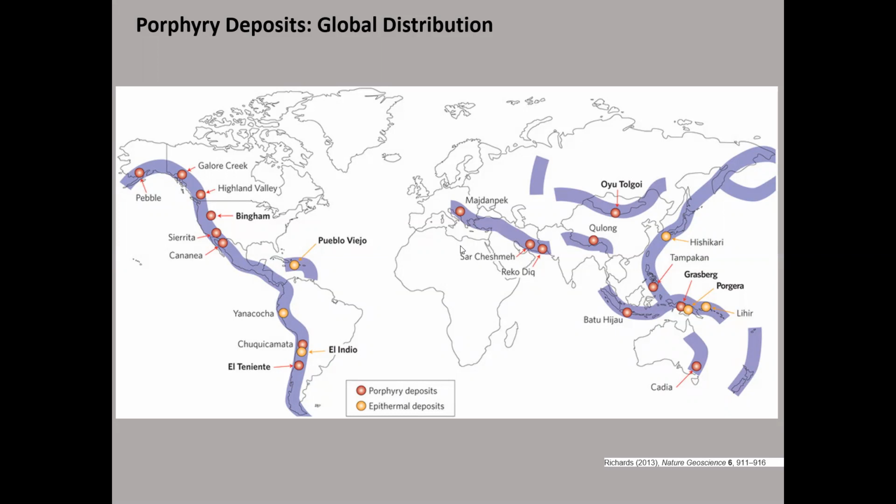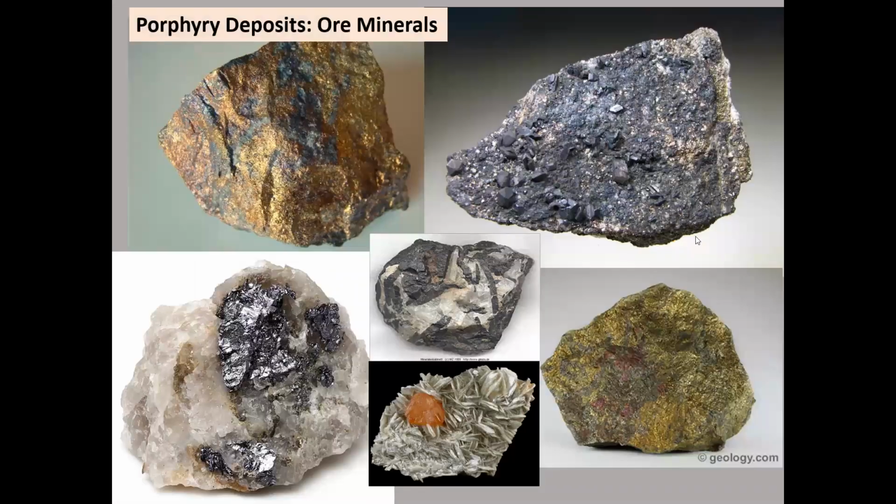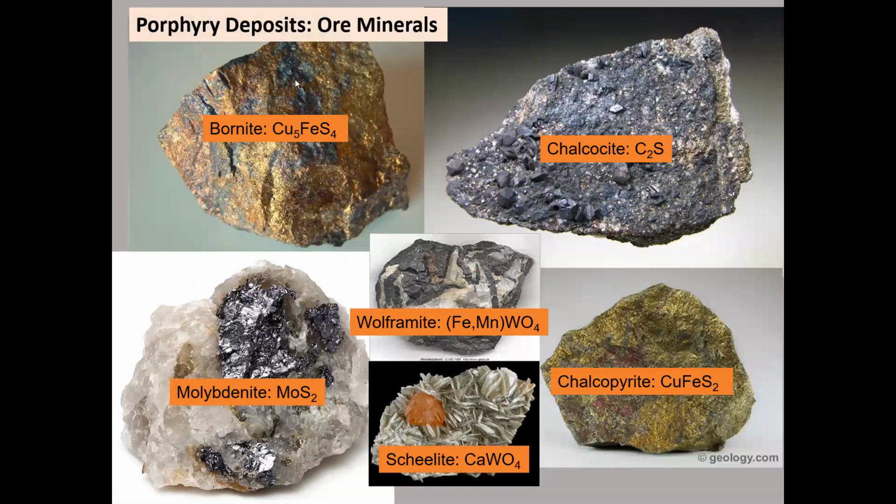Our metals in these deposits are typically found as sulfides. So here are some of the sulfides that are commonly found in porphyry deposits. These are our copper sulfides like bornite, chalcocite, chalcopyrite. We might also see molybdenite, which is our major molybdenum sulfide. We might also see some tungstates, so things like scheelite and wolframite, okay, are tungsten-bearing deposits.